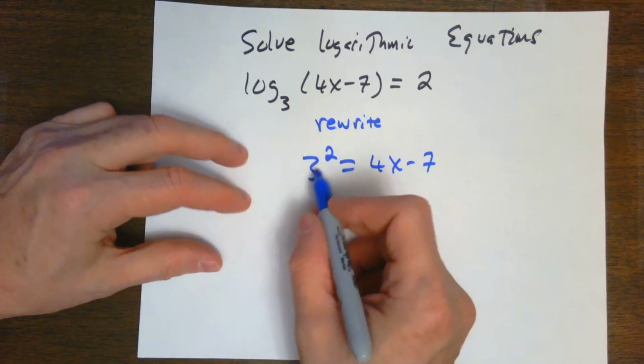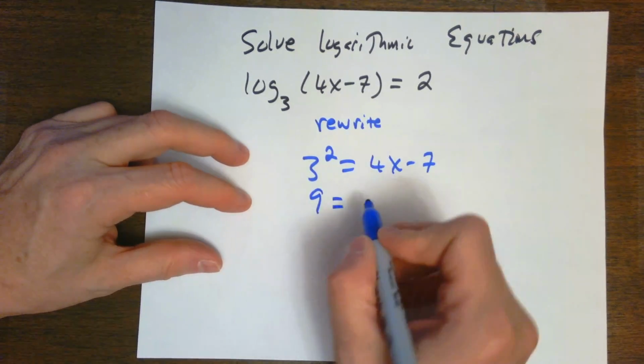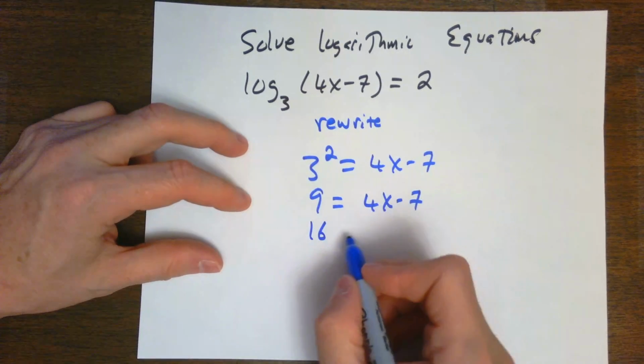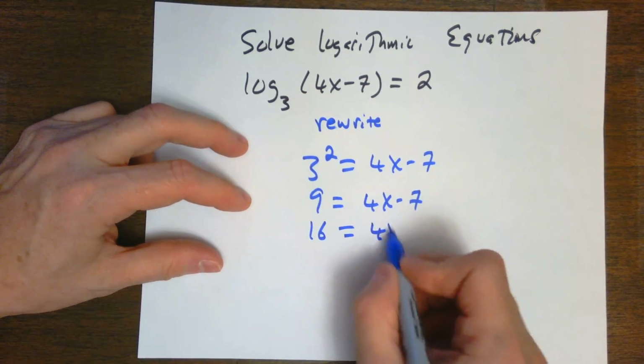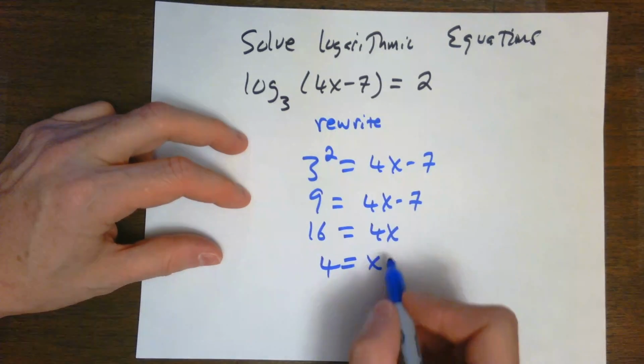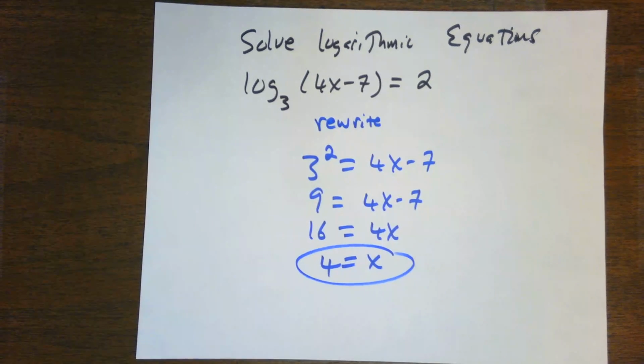3 squared, 3 times 3, is 9 equals 4x minus 7. Add 7 to both sides: 16 equals 4x. Divide by 4, x equals 4. And there it is. The key again is in rewriting it.